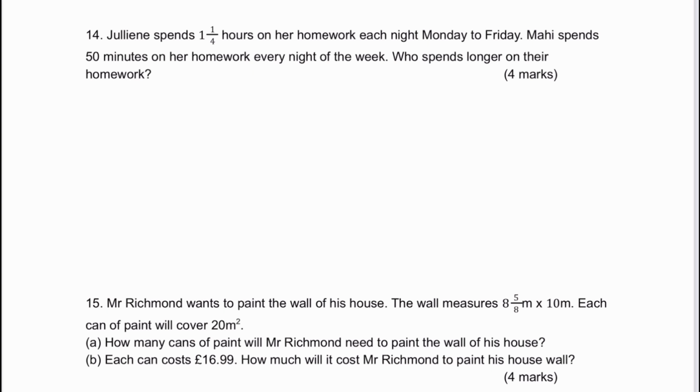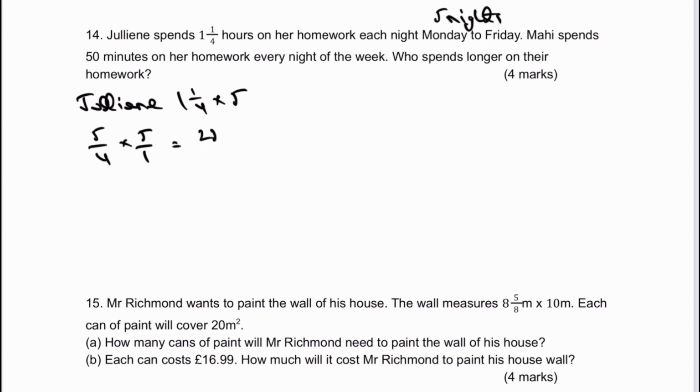Okay, so Julianne spends 1¼ hours on her homework each night, Monday to Friday. So in other words, she works on her homework for 5 nights. Okay, Mahi spends 50 minutes on her homework every night of the week, so that's 7 nights. So let's have a look at Julianne. So what is Julianne doing in terms of overall work? Well, that's going to be 1 1/4 multiplied by 5. So therefore I can write that as 5/4 times 5/1. I can't reduce anything, but I can multiply that through as 25/4. 25 divided by 4 is 6, and then I've got 1 left over.